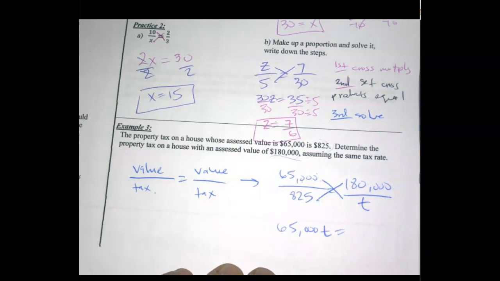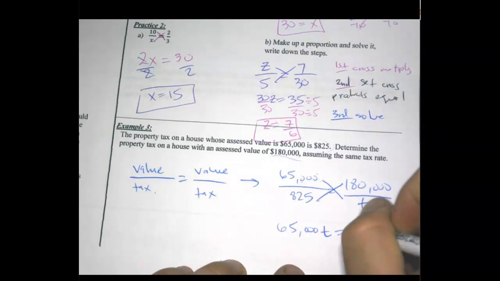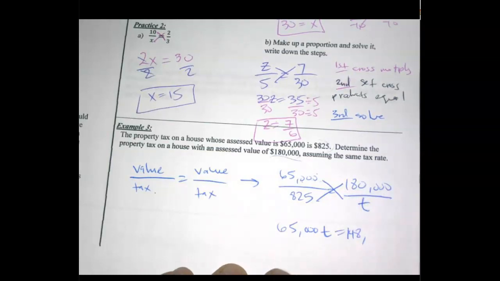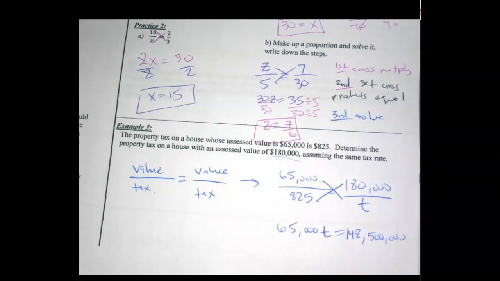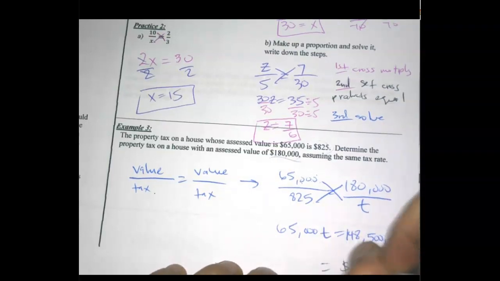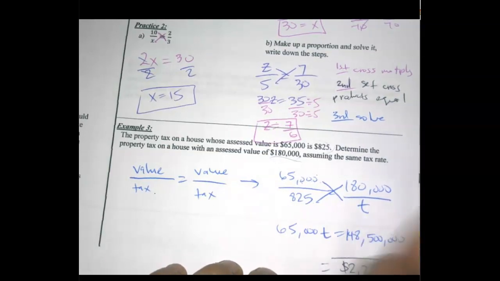And then when I cross multiply 825 times 180,000, I get a really large number. I believe it's 148 million. Again, that's multiplying 825 times 180,000. 148,500,000. That's what I got. And now in my next step, I'll divide by 65,000. And if you divide by 65,000, you should get that the taxes on this house are $2,284.62.